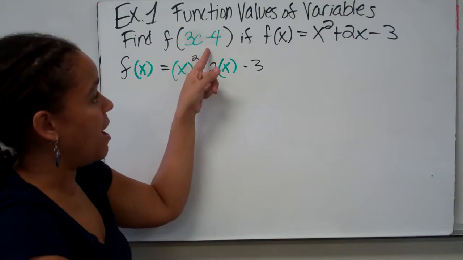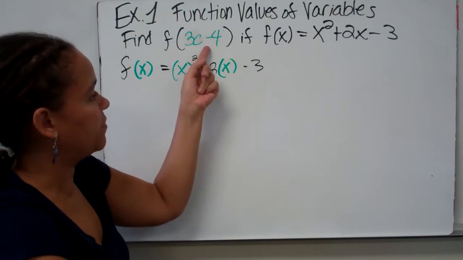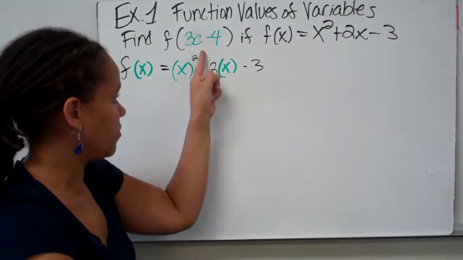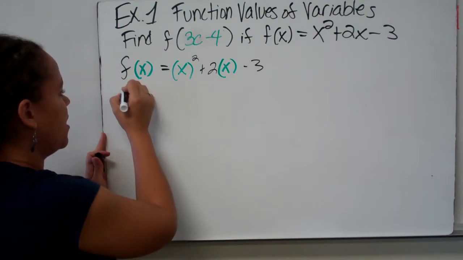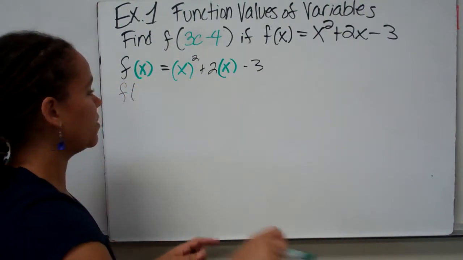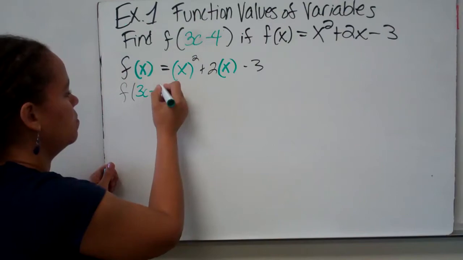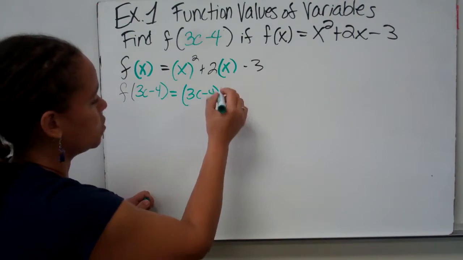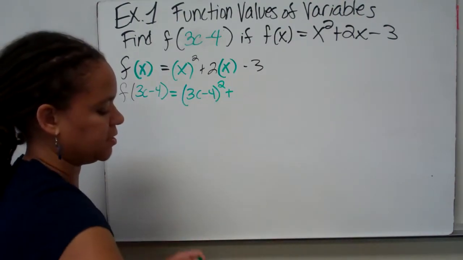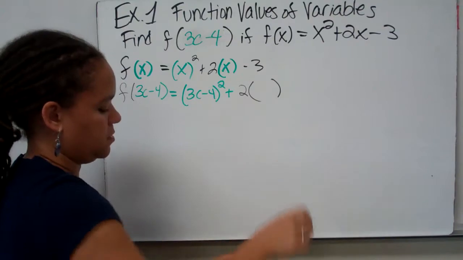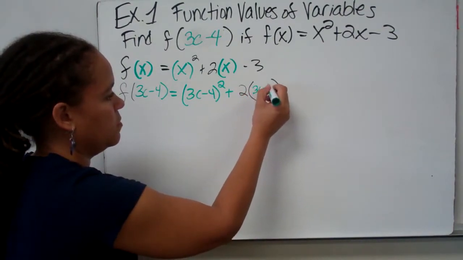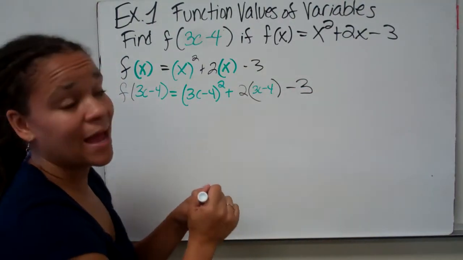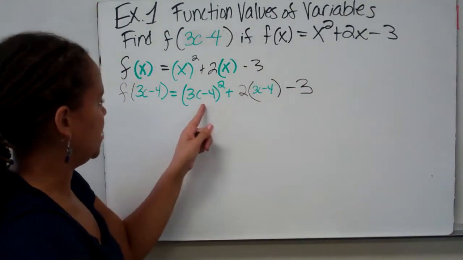If this said f of x, this is not x anymore, it's now f of 3c minus 4. So everywhere there's an x here, I'm going to replace it with 3c minus 4. So f of 3c minus 4 is equal to 3c minus 4 squared plus 2 times 3c minus 4 minus 3. So everywhere there was an x, I plugged in 3c minus 4.